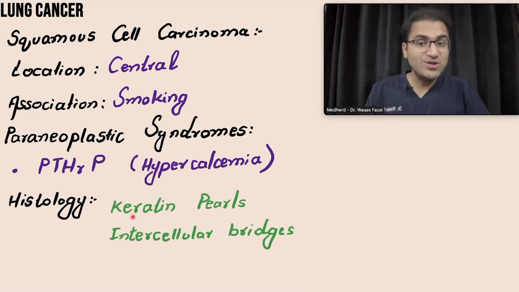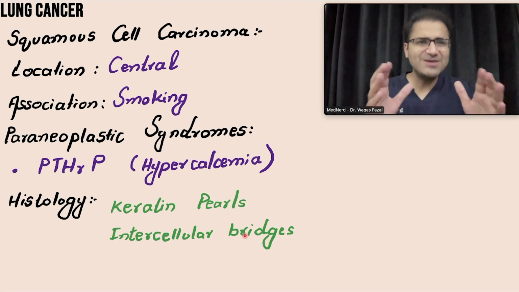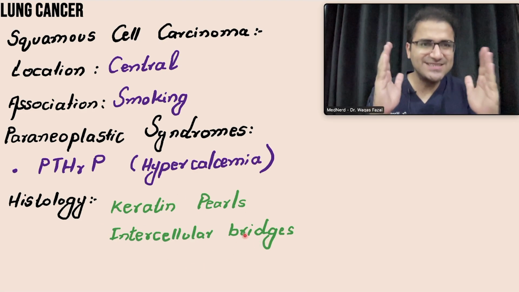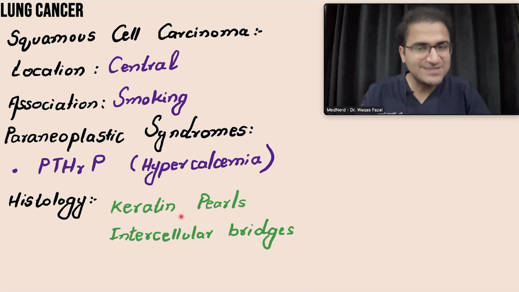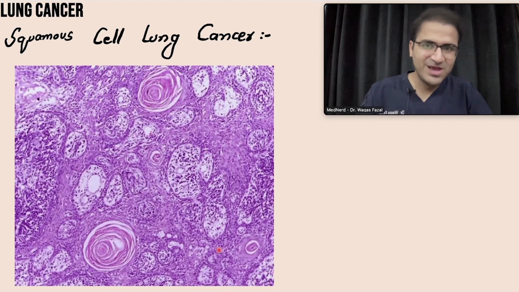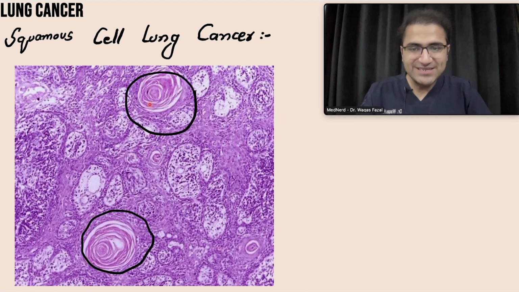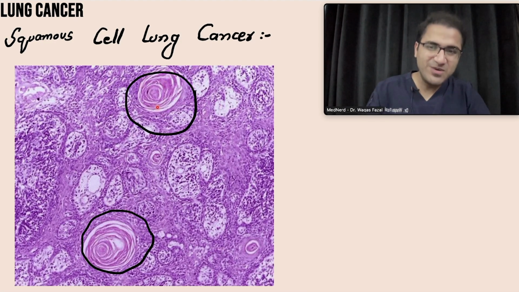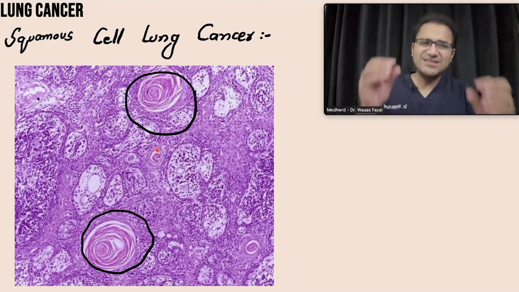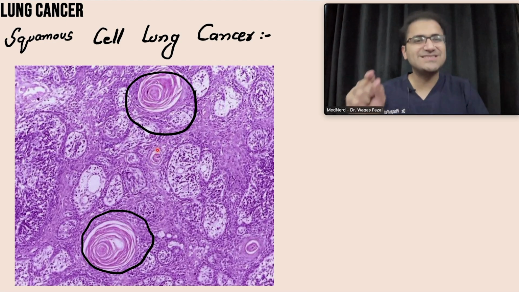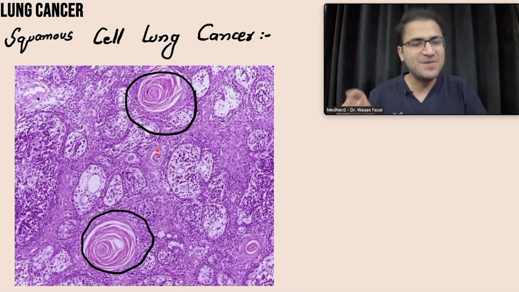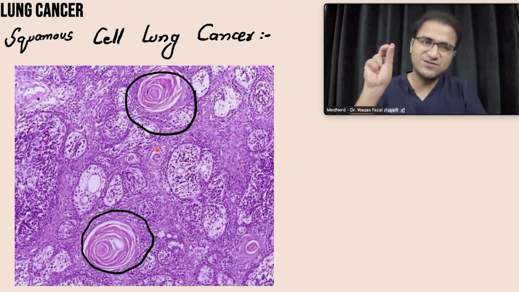On histology, you will be able to appreciate keratin pearls and intracellular bridges. Remember, all the things that have squamous cells in them will have keratin pearls and intracellular bridges positive. This is a picture showing keratin pearls. Must memorize this picture. These are classical keratin pearls. If you memorize this picture and if you remember these keratin pearls, it is very easy for you to diagnose that this is squamous cell lung cancer. Keratin pearls and intracellular bridges, these are classical hallmarks of squamous cell tissue.